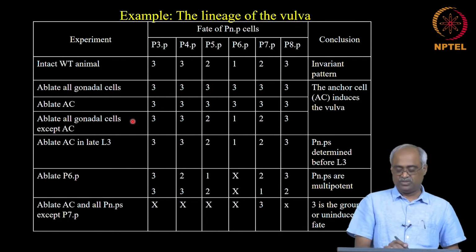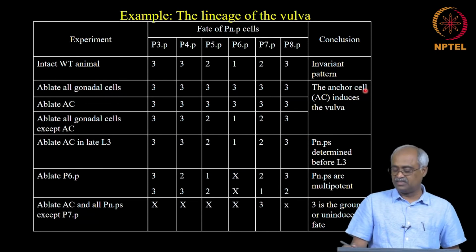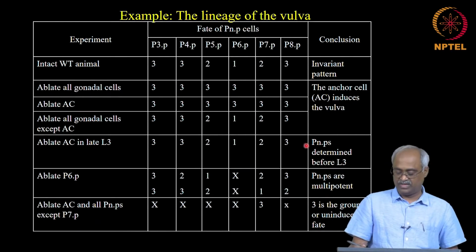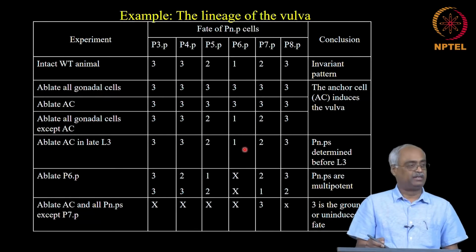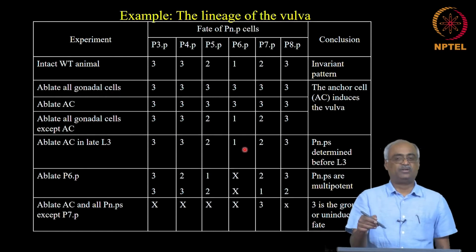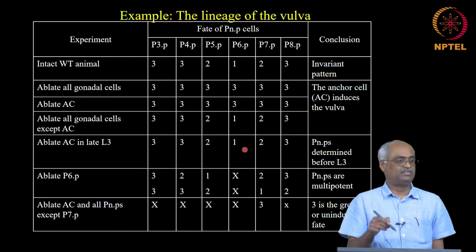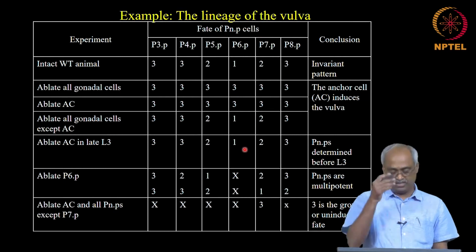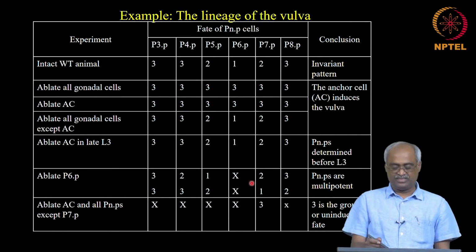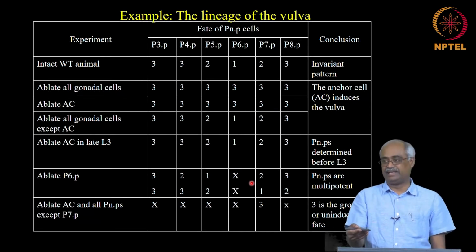So, these 3 put together tell you that it is the anchor cell that induces these cells to acquire their fate, primarily the secondary and primary fate. For these 6 cells to acquire that, you need the anchor cell. So, this is how you work out to a single cell, the anchor cell is the one that induces the primary and secondary fate. Now, this gave you cell cell interaction, right, evidence for cell cell interaction.